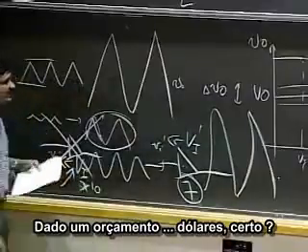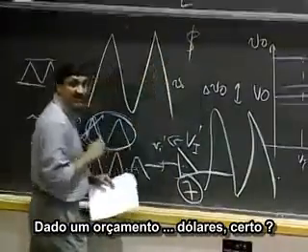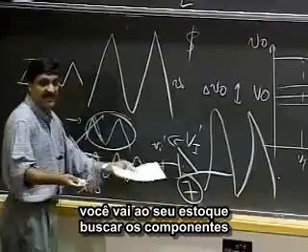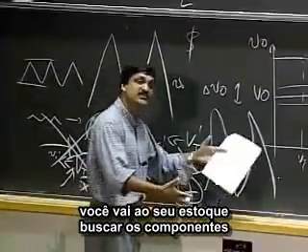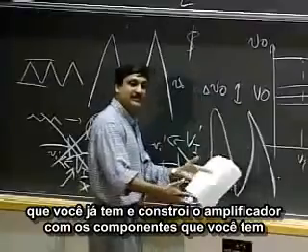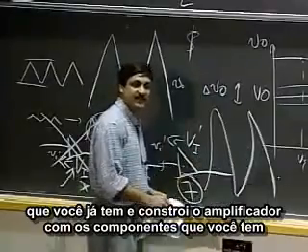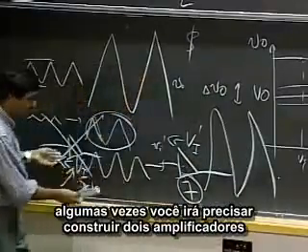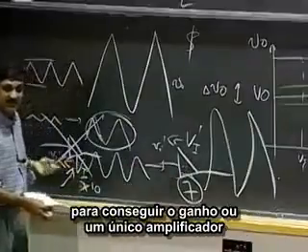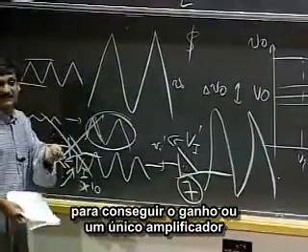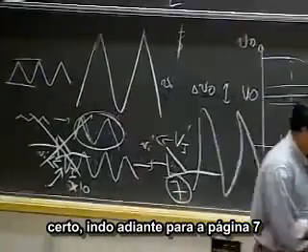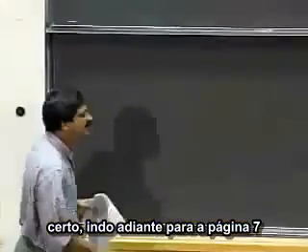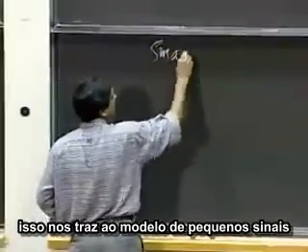You know, given a budget, dollars, right? Given you go to your supply room and look at the parts that you have, and you go to build what you have to build with the parts that you have, right? And so sometimes you need to build 2 amplifiers to get the gain, or build a single amplifier. It's all the design thing. Okay. All right. So moving on to page 7. So that brings us to the small signal model.